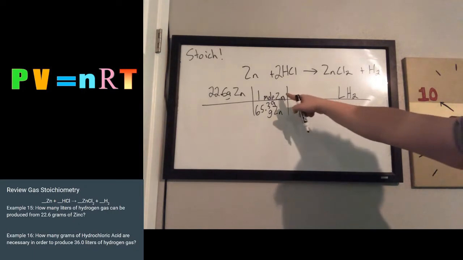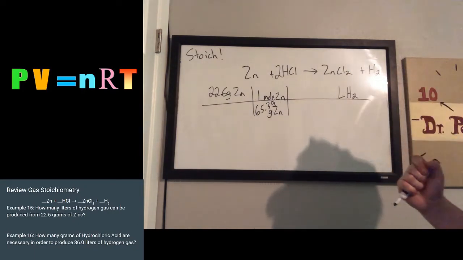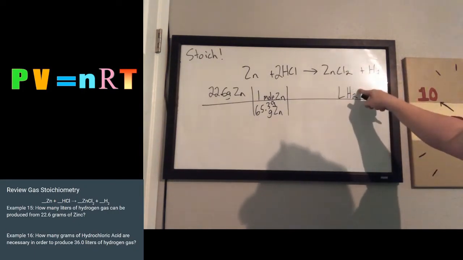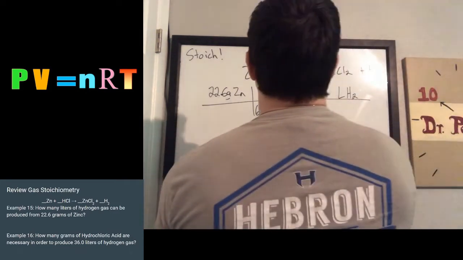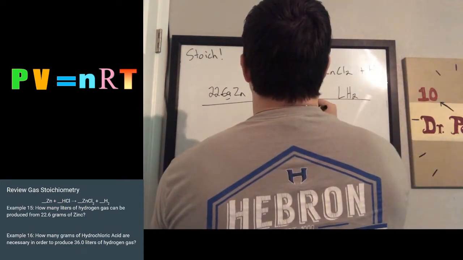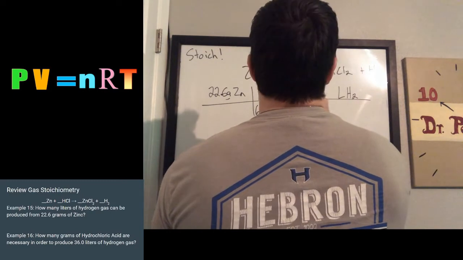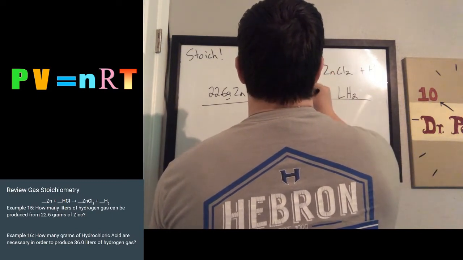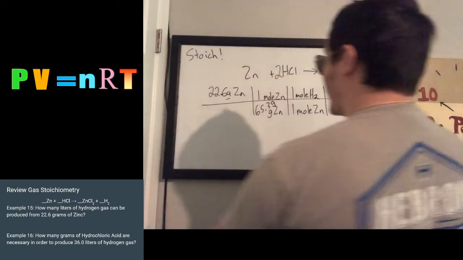Next, we're going to go from moles of zinc to the substance that we want to end with, which is hydrogen, but we can't go to liters right away. We must be in moles. For every 1 mole of zinc, there is 1 mole of H2. Where did I get those values?